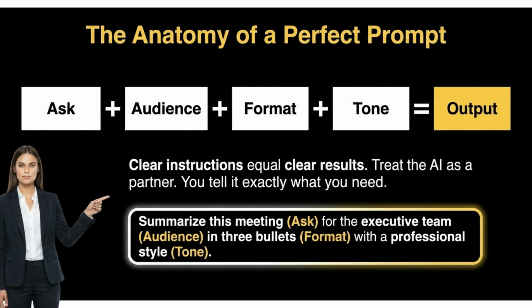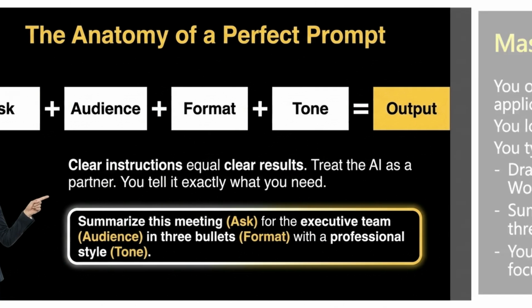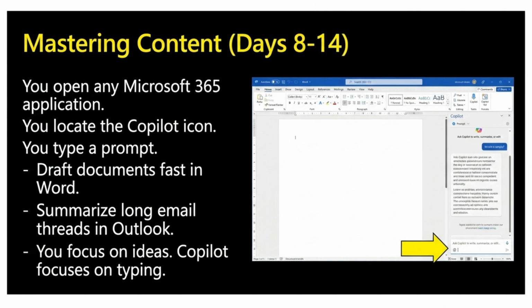A perfect prompt has 4 components: ask, audience, format, and tone, which together generate the desired output. Days 8 to 14 focus on mastering content. In any Microsoft 365 app, you find the Copilot icon and type a prompt. Copilot drafts documents, summarizes emails, and handles the typing, so you focus on ideas.